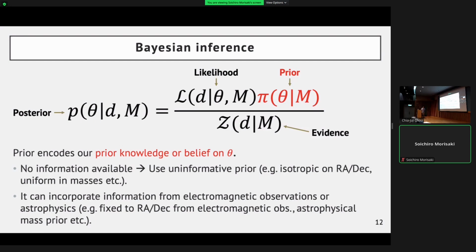On the other hand, if we have some information from previous observations or theoretical consideration, then we can include that information in the prior. For example, if we know the true location from an electromagnetic observation, then we can use a delta function prior centered on the declination values reported by this observation. Or if we know the mass distribution from previous observations, then we can use that for the mass prior.